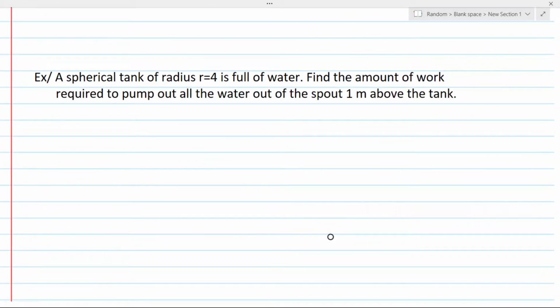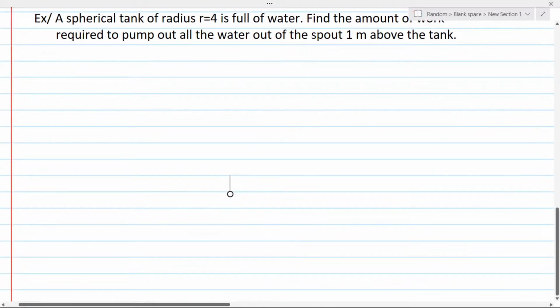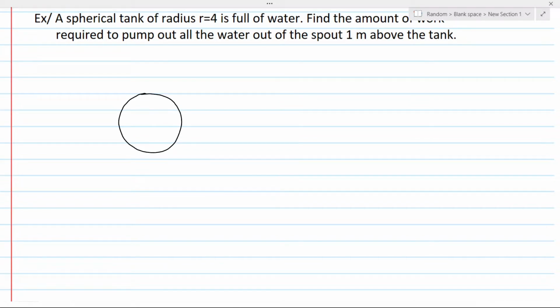Okay, let's try this problem. A spherical tank of radius r is equal to 4 meters is full of water. Find the amount of work required to pump out all the water out of a spout 1 meter above the tank. First, let's draw a diagram. Here we have a tank, at 1 meter above is a spout. It has a radius of 4 meters.